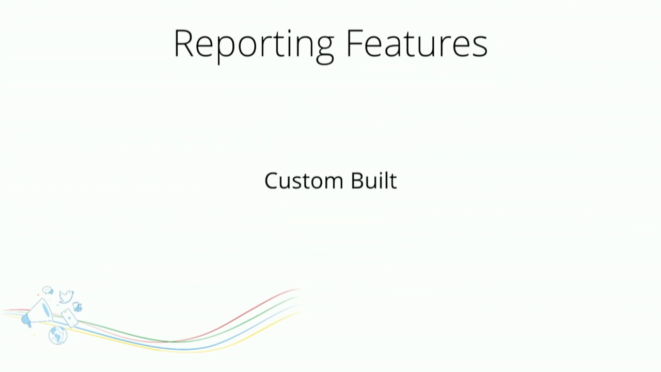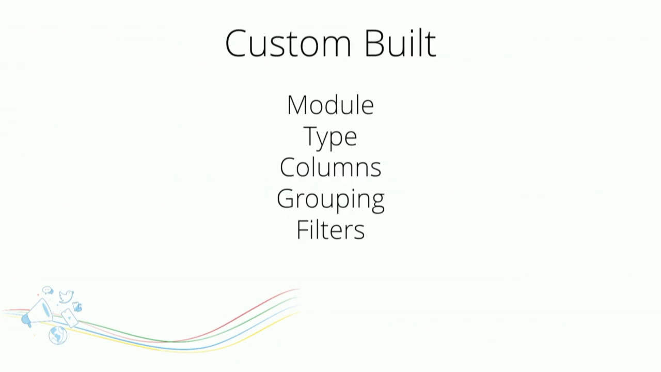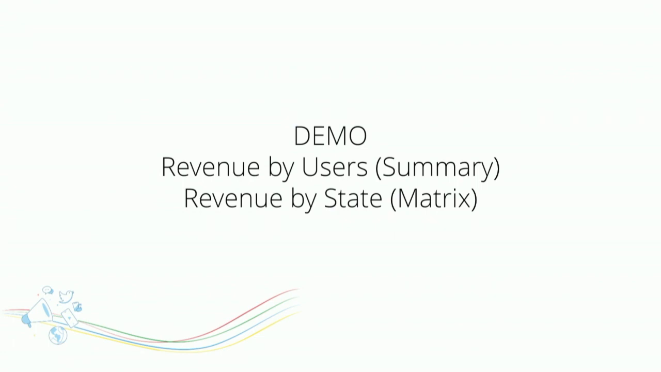What I'm going to focus on is the custom-built reports. I'm going to build 2 of them for you. And we're going to choose the modules, we're going to choose the type, we're going to pick the columns, we're going to group it, and then we're going to add filters. So the 2 reports that I'm going to build are a summary and a matrix. So it's revenue by users and then revenue by state. Or you can call it how much money I made per salesperson and how much money I made in each territory, if state is going to be your territory segment.